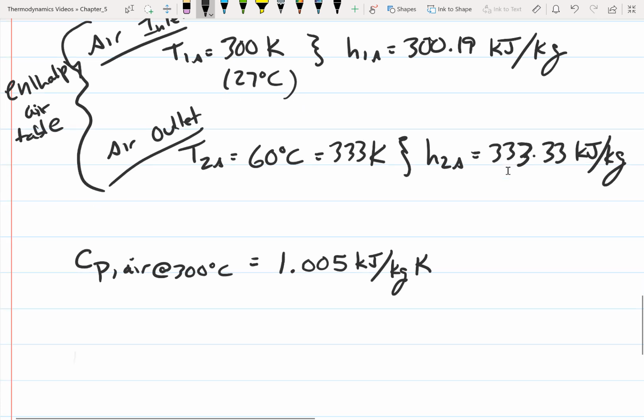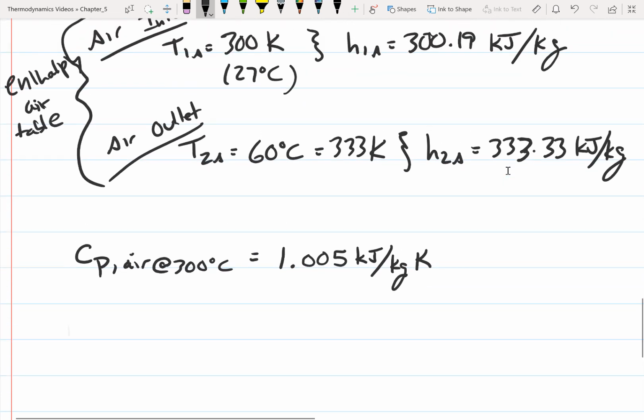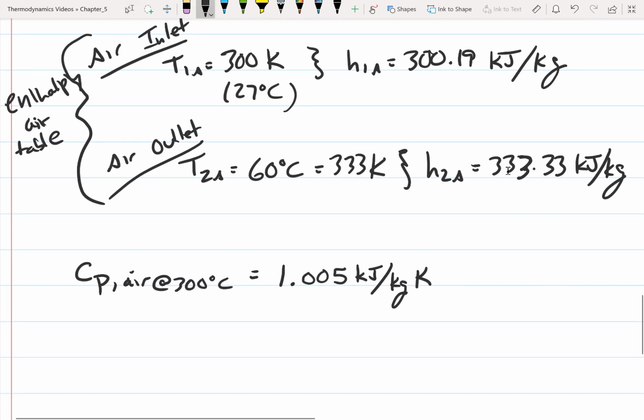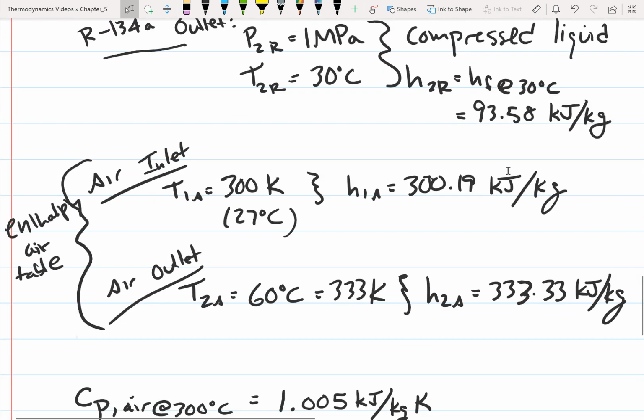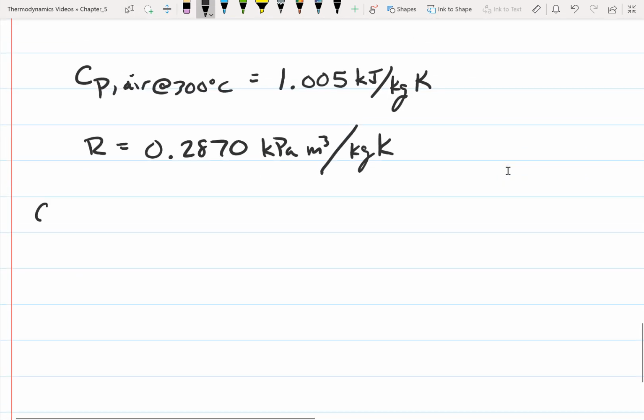So let's also, well, I think this is all the data we need. Well, we need R, so we need our gas constant. And we need the gas constant for air, so that is 0.2870 kilopascal meter cubed per kilogram Kelvin. Okay, now we have all of our data, we have all of our equations. All we have left now is to plug numbers into the equations and solve.